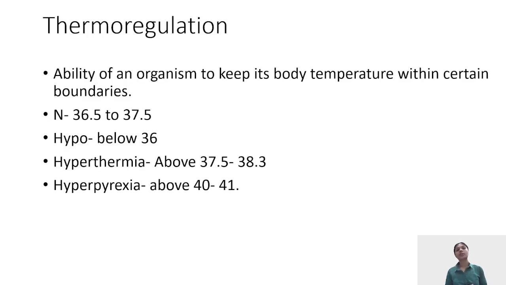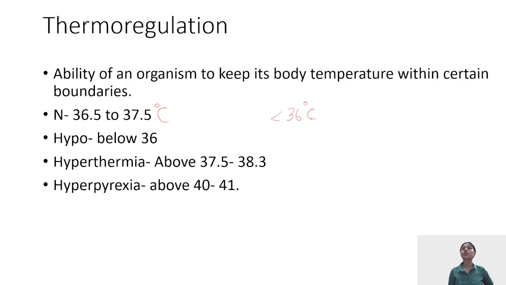Talking first about thermoregulation. What is thermoregulation? It is the ability of an organism to maintain the body temperature within certain boundaries, that is, to maintain the homeostasis of the body. Please remember these values. The normal temperature of a body is 36.5 to 37.5 degrees Celsius. What is hypothermia? It is less than 36 degrees Celsius.